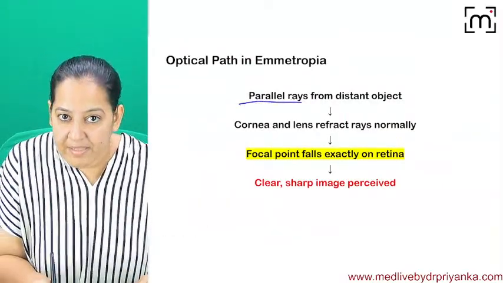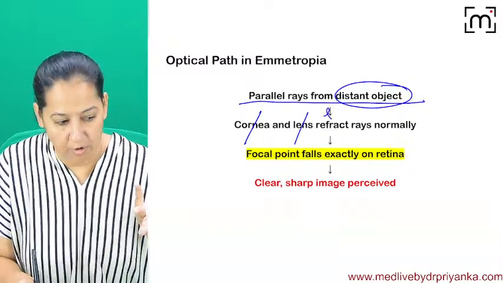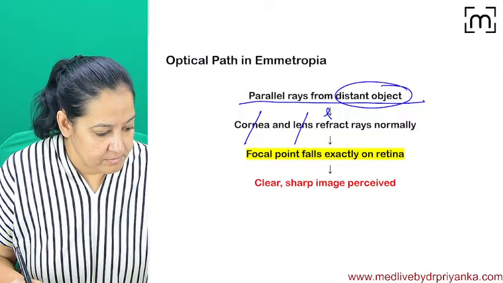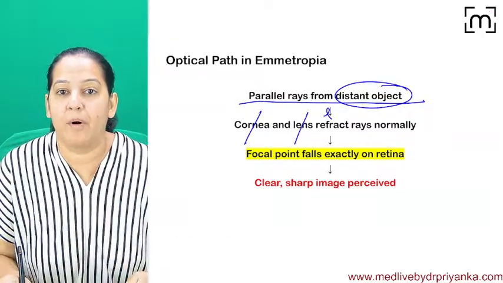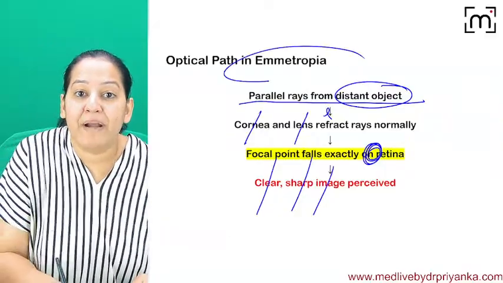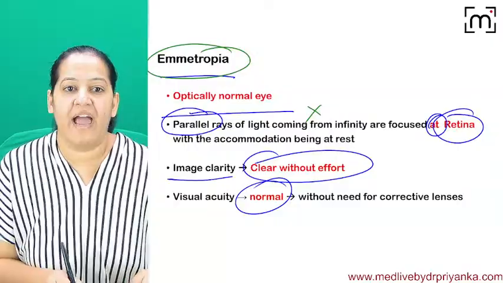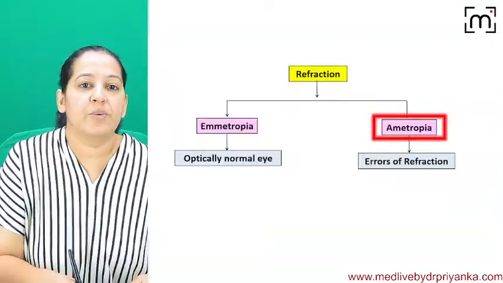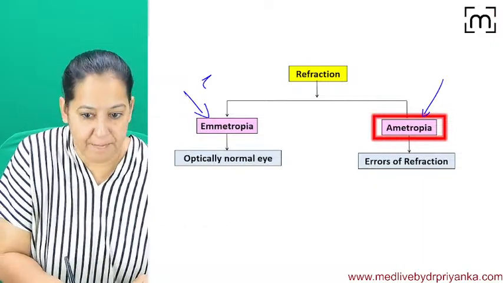So when parallel rays are coming from infinity, the cornea, lens, and the axial length of the eyeball all focus them on the retina, and a clear, sharp image is perceived. This is the emmetropic eye. The image clarity is absolutely clear and the acuity is normal without any efforts. This is the definition. So emmetropia is over. You know the flow chart, you know everything.